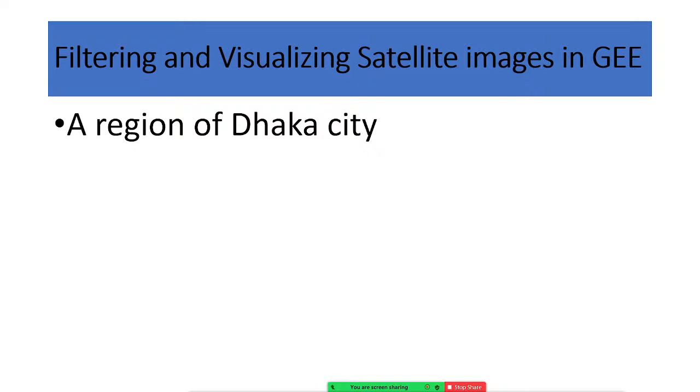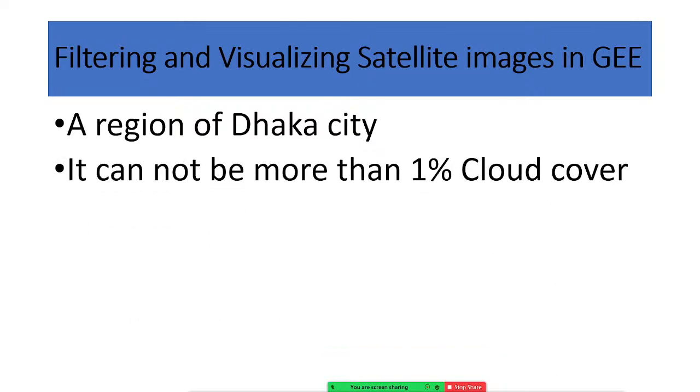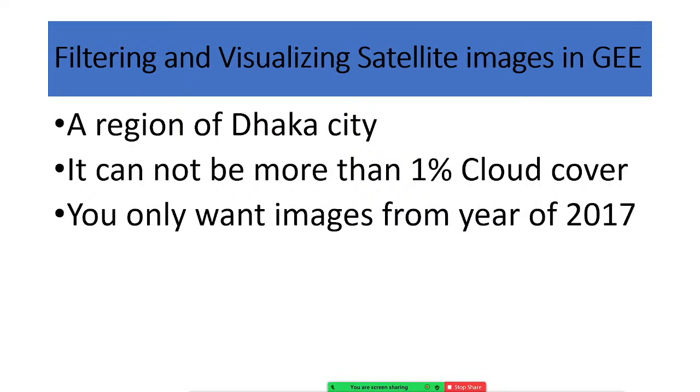Then we can also filter these satellite images using different types of image properties. Suppose I need only those images which have no more than 1% cloud cover. So this is another factor for filtering the satellite images, filter metadata. And suppose you need the images only for a specific time period. Suppose I need the images for the year 2017. So this is another factor. So mainly we can filter our satellite images for a specific region, specific image properties and a specific time period. Okay, so now I will go to my code editor and practically show you all of these things one by one, so that you can easily understand how to filter your satellite images.